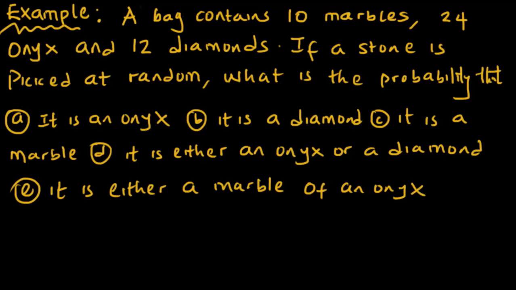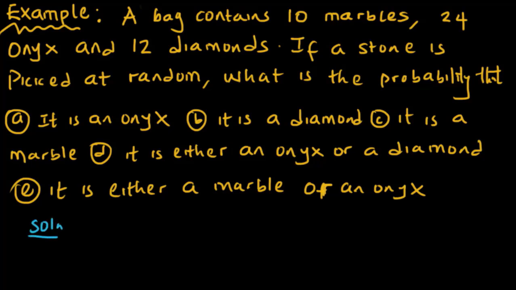So we've got this question. A bag contains 10 marbles, 24 onyx, and 12 diamonds. If a stone is picked at random, what's the probability that it's an onyx, it's a diamond, it's a marble, it's either an onyx or a diamond, it's either a marble or an onyx? Now let's solve this.